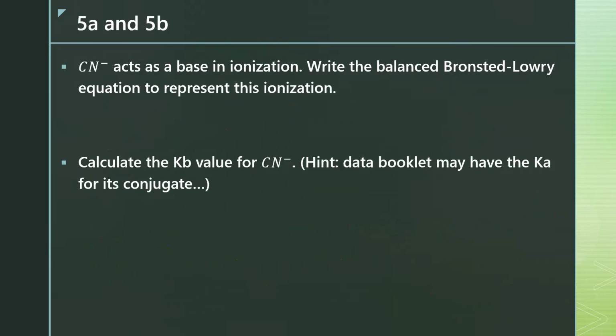All right, so I'm going to go over this one now. 5A, that's that first one there, just talking about CN acting as a base in ionization. This is a super quick one. We just want the balanced Bronsted-Lowry equation.